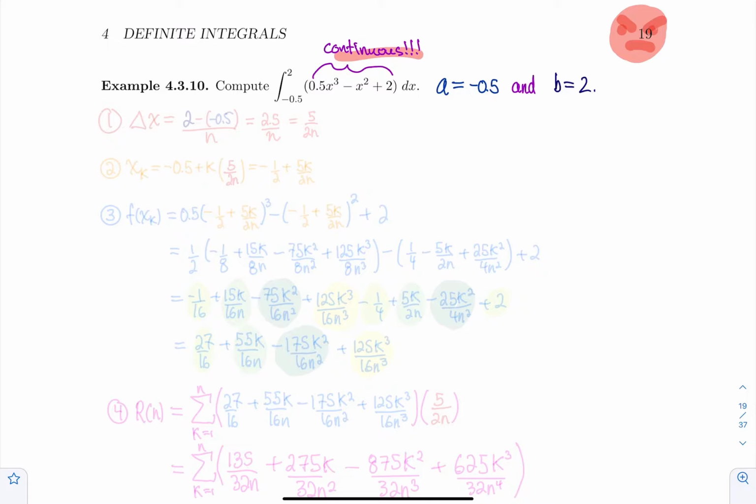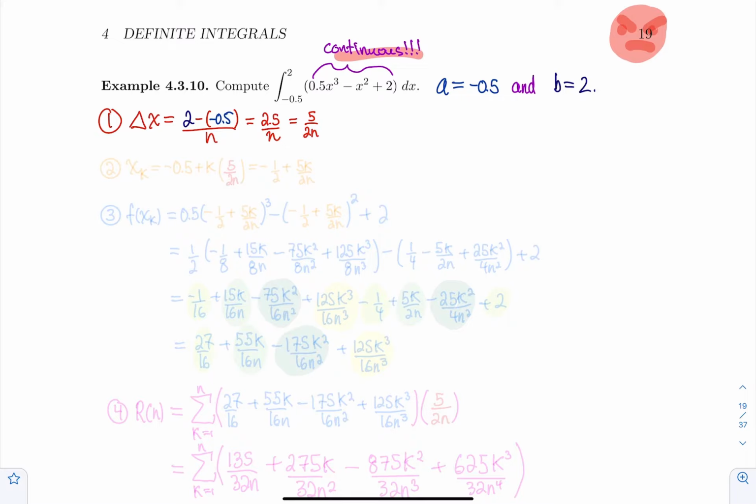So now we can do the 5 steps. This one is a bit more challenging, algebraically speaking, so you just have to be very careful. Step 1, the computation of delta x. So here delta x is 2 minus minus 0.5 over n, which simplifies to 2.5 over n. And in these questions, I personally find it easier if I work with fractions. So 2.5 is 5 over 2. So I can write 2.5 over n as 5 over 2n. So my delta x is 5 over 2n.